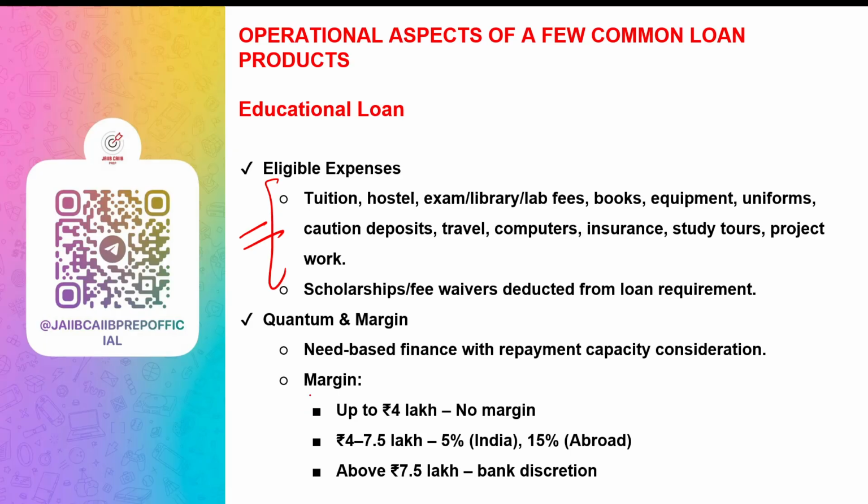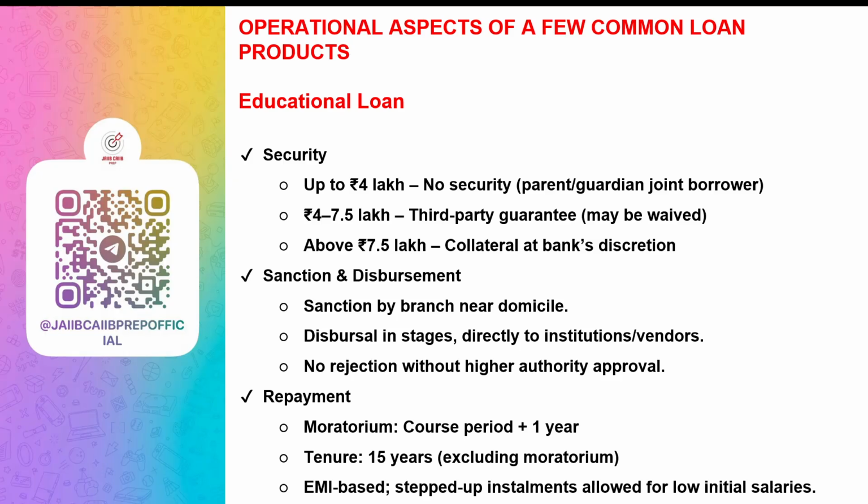Quantum and margin. Need based financing should be there for up to 4 lakh rupees. No margin is required for 4 to 7.5 lakhs. 5% margin is required in India and 15% abroad. And for loans above 7.5 lakhs, the margin is decided as per bank discretion. Scholarship and assistance should be counted towards margin. Margin can be brought in each year in proportion to the disbursement.